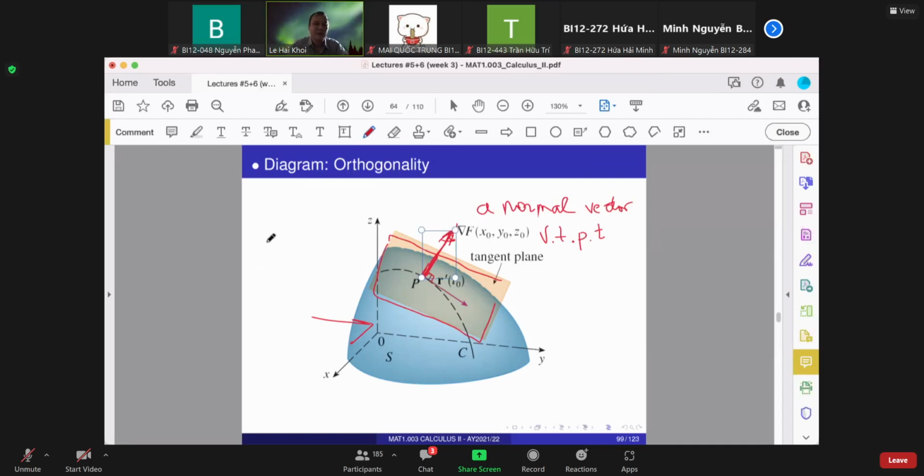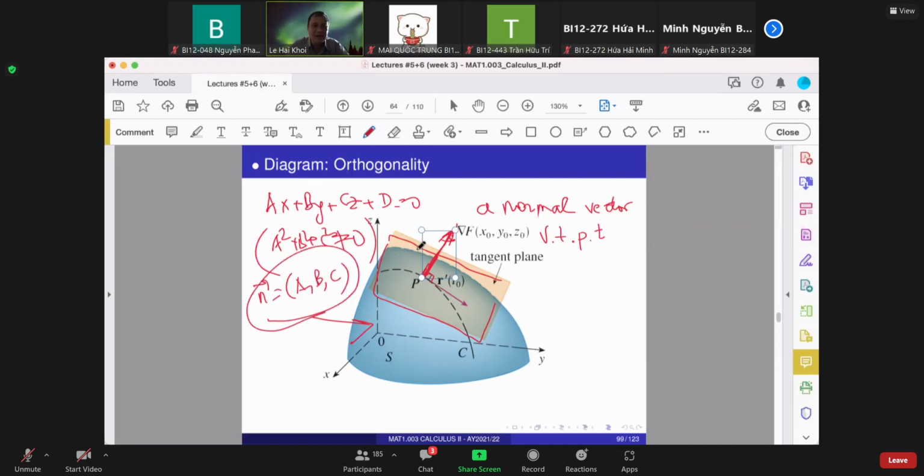For example, the equation ax plus by plus cz plus D equal to 0, with A squared, B squared, C squared not all 0. This is the equation of the plane. And you have a normal vector, A, B, C. This is the normal vector. If you have that one, then this is the normal vector, right?